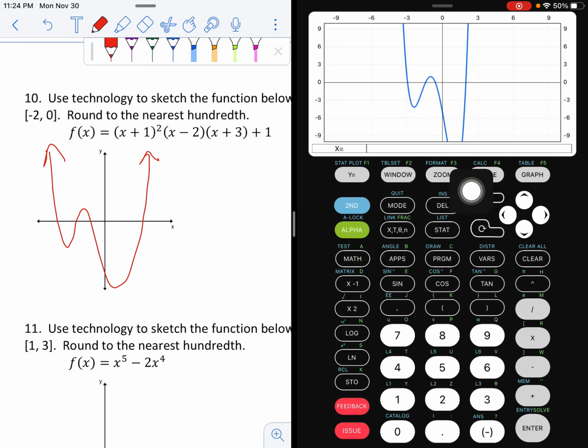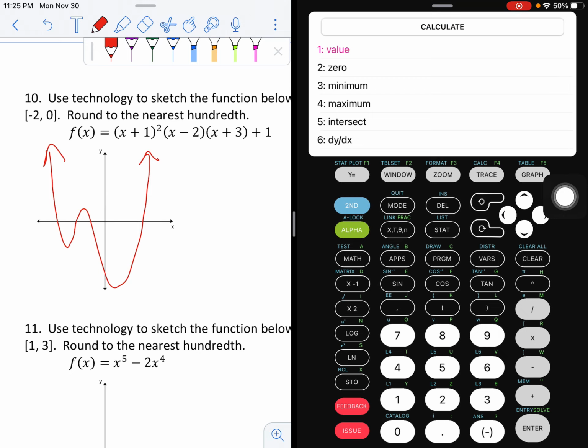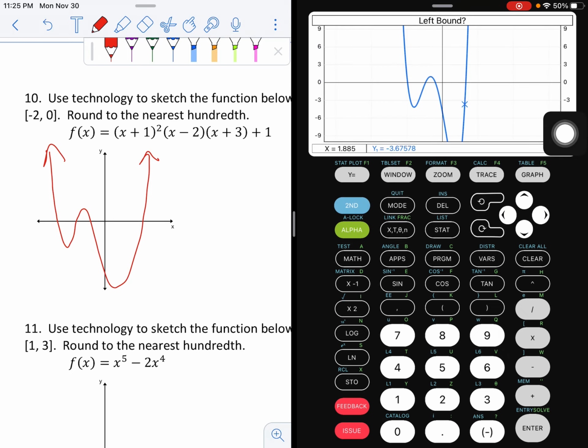So I'm going to make this calculator do my work for me. I'm going to hit second and trace, which will get me into the calculate function. So second trace, and I am going to select maximum. So I'm going to hit 4. Now, my little cursor is right here, and where I want it to be is at -2, because that's the left boundary. That's the leftmost x value I want to deal with.